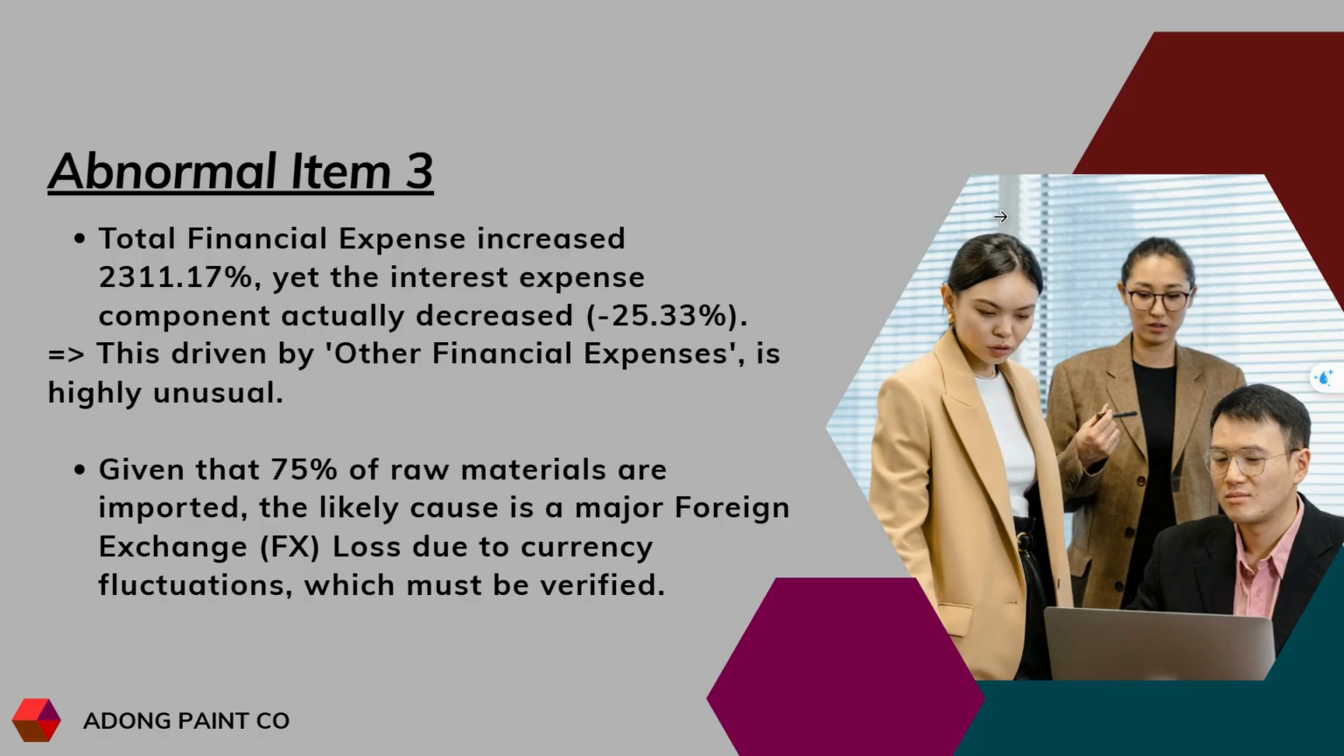Okay, so we move to the third abnormal item. It's about exploiting financial expense. Look at the sheet. Financial expense rose sharply, approximately 2,311%, which is highly abnormal. Besides, interest expense decreased approximately 25%, so borrowing cost is not the cause. And after identifying in the sheet, the increase comes from other financial expense.